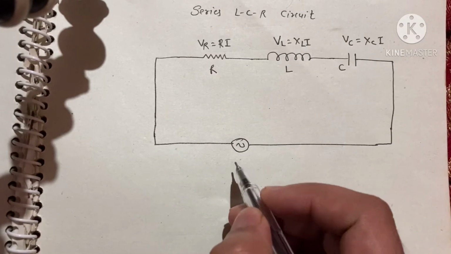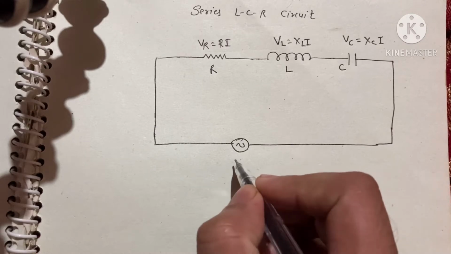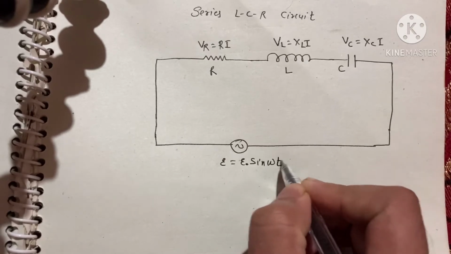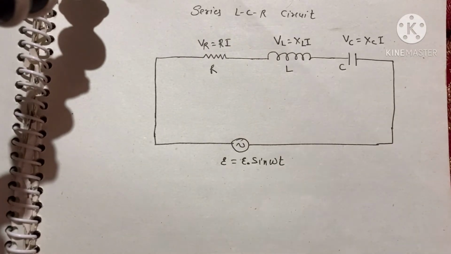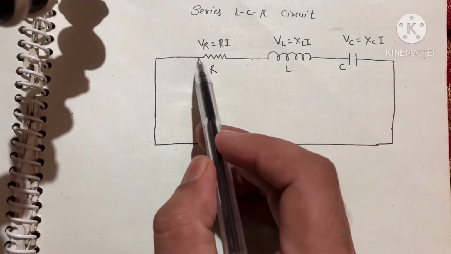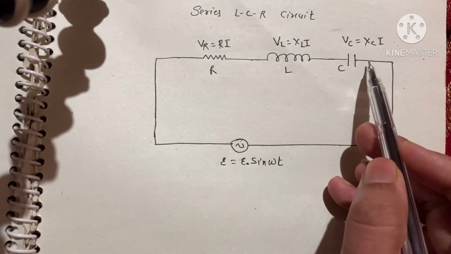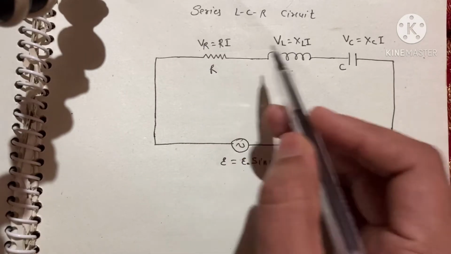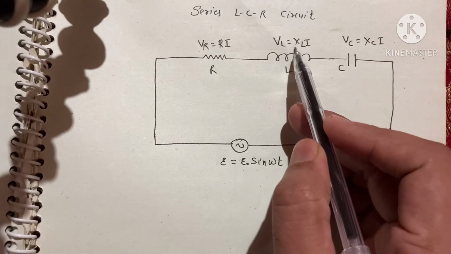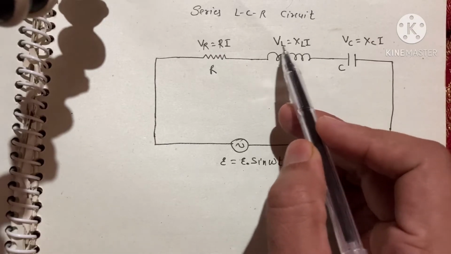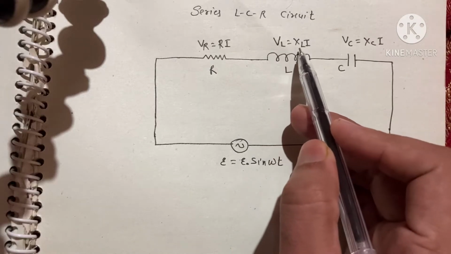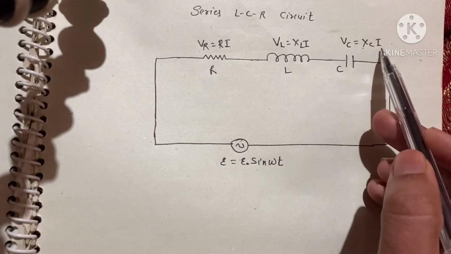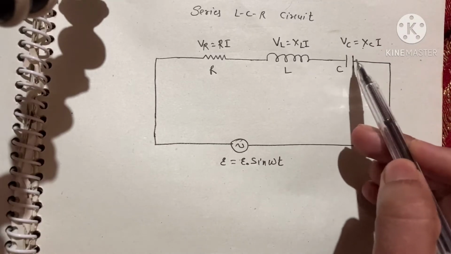So this is the source of EMF, and it is given as E is equal to E0 sine omega t. Now students, here we will get a different voltage at each component. What is the voltage at the resistor? VR is equal to R into I according to Ohm's law. At the inductor, the inductive reactance multiplied by the current gives the voltage across the inductor, VL is equal to XL I. And the capacitive reactance XC into I is the voltage across the capacitor.